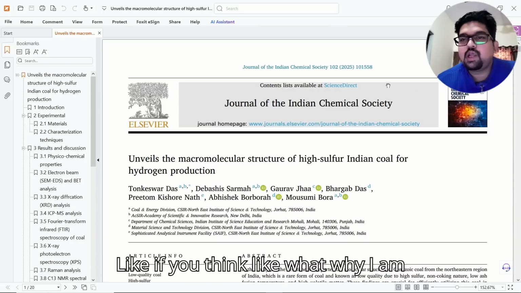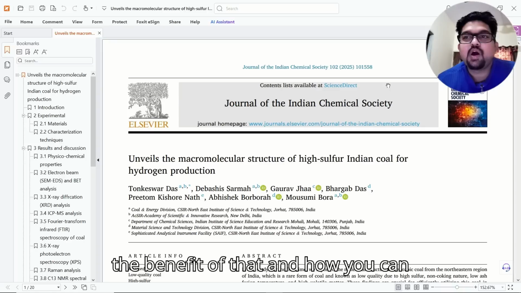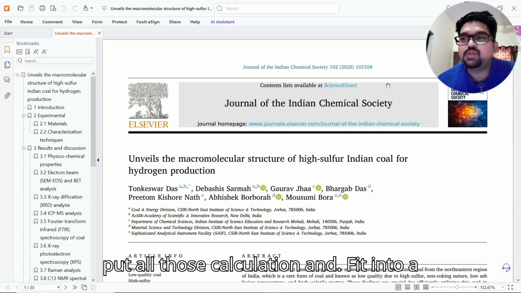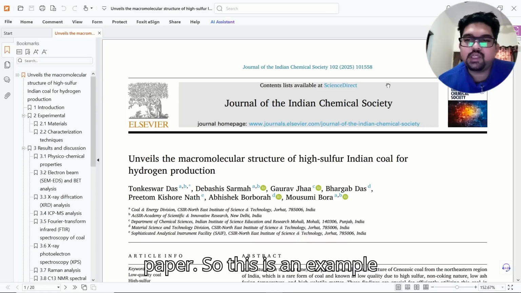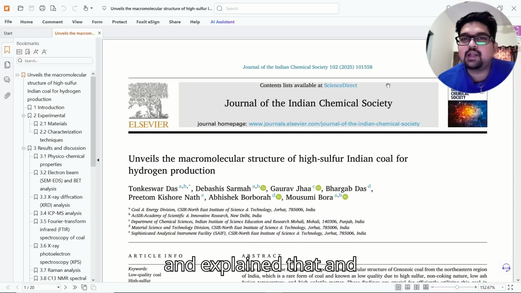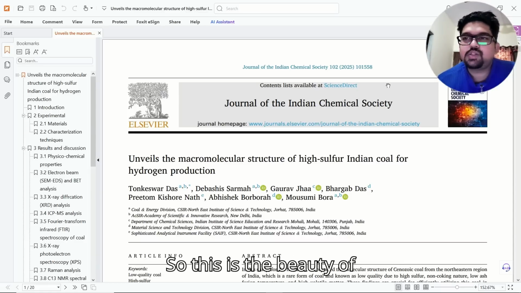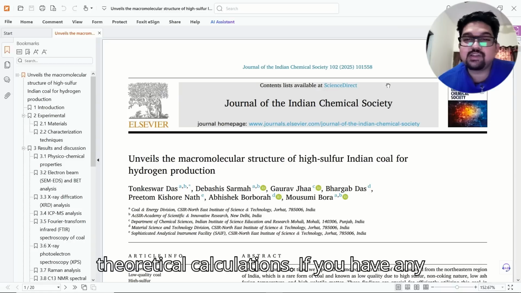Like, if you think about why I am putting all those calculations, what is the benefit of that, and how you can put all those calculations and fit them into a paper. So this is an example where I have done a few calculations and explained that, and it was able to solve some problem, right? So this is the beauty of theoretical calculations.